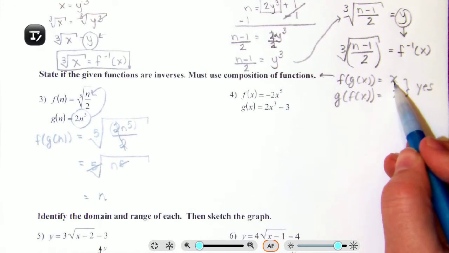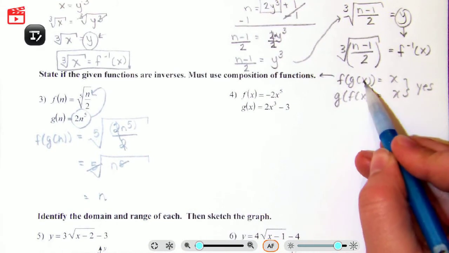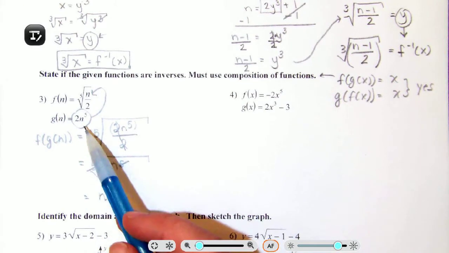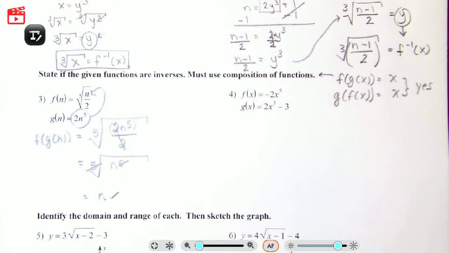In this case, I wrote that we should get x because we were solving in terms of x. But in this question here, we're solving in terms of n, so we got n. Now, are we done? We are not done with this question yet. This is only halfway through.